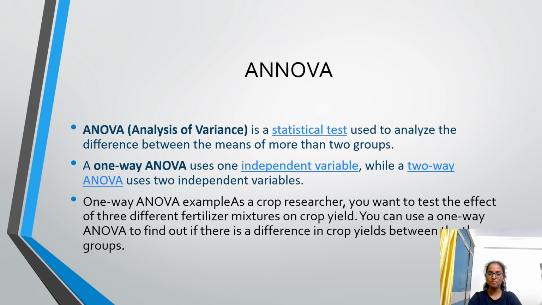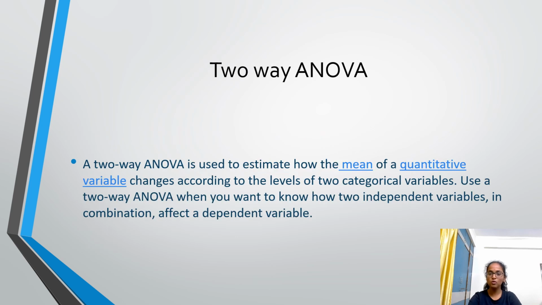One-way ANOVA example: as a crop researcher, you want to test the effect of three different fertilizer mixtures on crop yield. So you can use a one-way ANOVA to find out if there is a difference in crop yield between the groups.